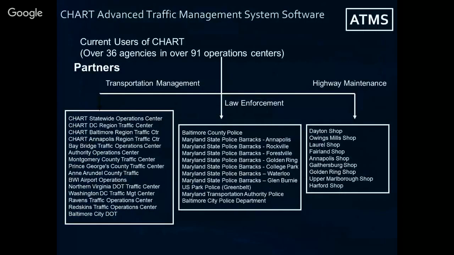Right now in the National Capital Region, there are over 36 agencies and over 91 operating centers that have access to this software. And it's not just us. When we built it, we knew it needed to be more than us. State Highway alone can't do this. So it's the people that I told you about, but then it's also Maryland Transportation Authority and Montgomery County and Prince George's County, BWI Airport Operations, Northern Virginia, Washington, D.C., the football stadiums.